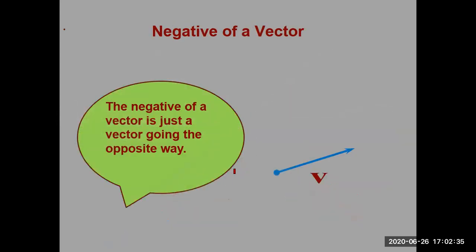Negative of a vector. The negative of a vector is just a vector going in the opposite direction. If this one is a vector v, then this one, minus v, will be exactly in the opposite direction. If v is moving to the right, minus v is moving to the opposite. So the angle between the two is the same, terminal and initial. The distance between terminal and initial is the same. The difference is only in the direction. So these vectors are called negative vectors.